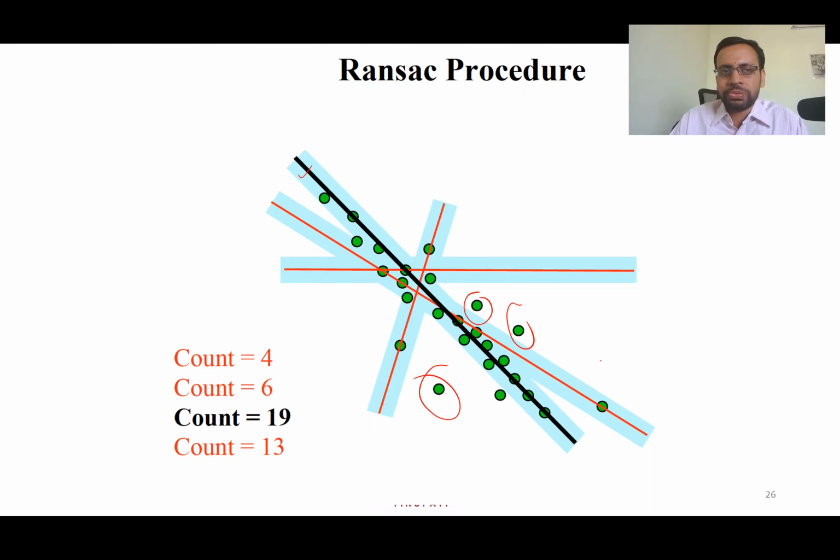I'll tell you, for example, I want to say with 90% probability, let's say, or 99% probability, that I hit the correct set of points, that I hit the correct values of the parameters. Is it possible to know how many times I need to repeat this experiment of picking the points?